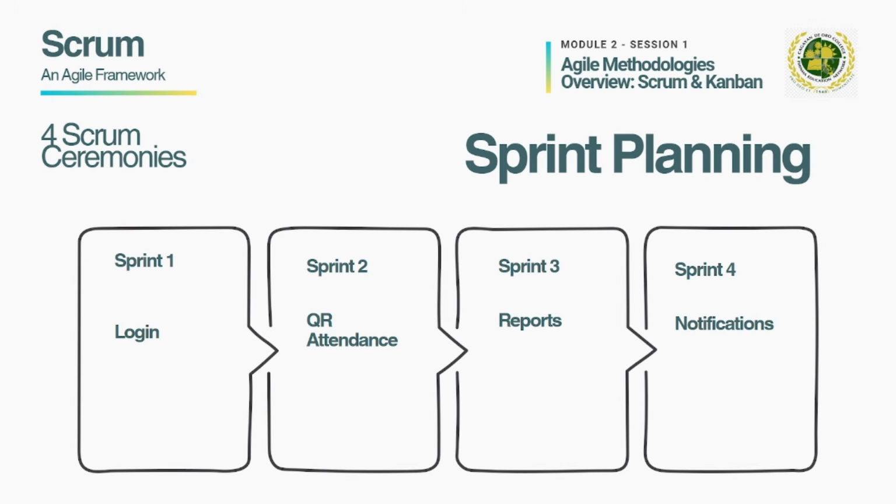Once the sprint is planned, the team needs to decide what they can realistically finish. This meeting is called sprint planning. During sprint planning, the team chooses which features to build, estimates the workload, and sets one sprint goal.